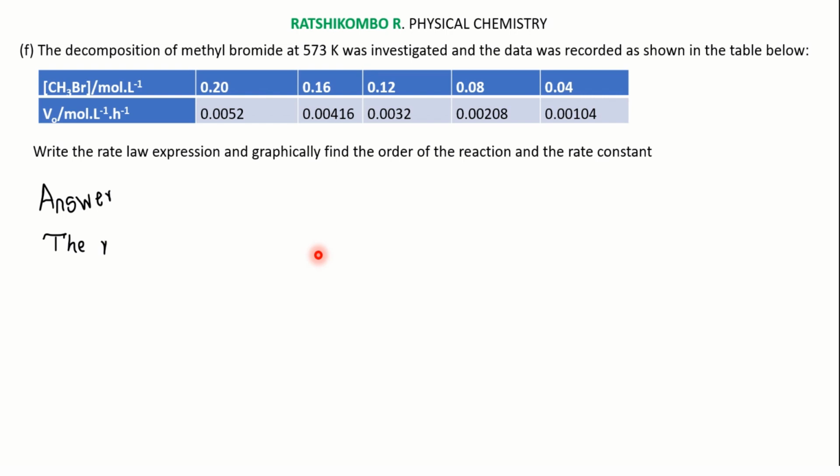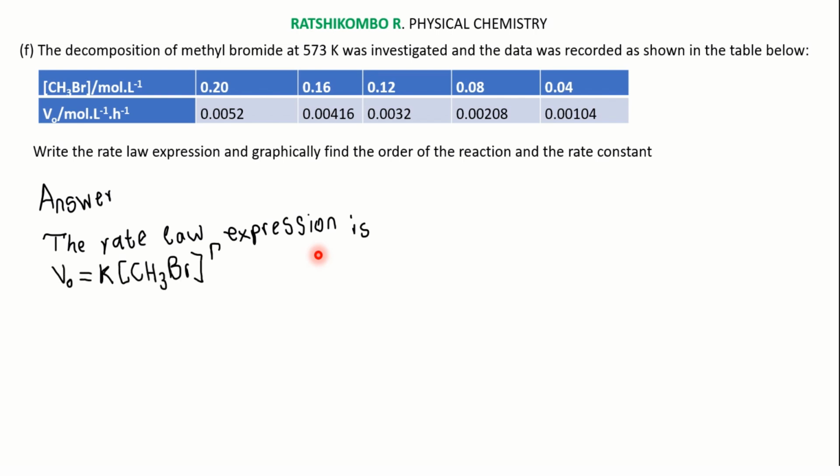This is what we are going to do. The rate law expression for this reaction is going to be V0 equals k [CH3Br] to the power P, whereby this P is the order, and the 0 just means that we are referring to the initial rate and the initial concentration. This is the rate law precisely, because generally this is the format of the rate law expression. In this case we only have one reactant, which is methyl bromide. That's why we only have the concentration of methyl bromide written here.